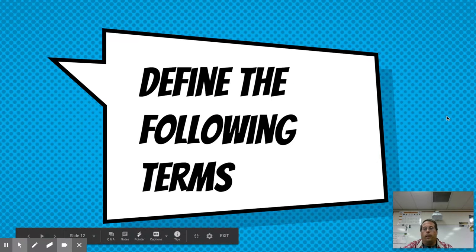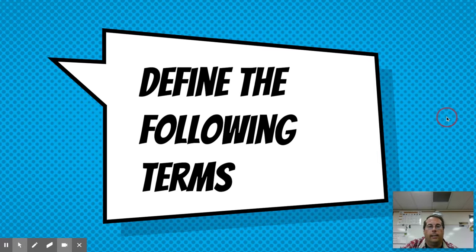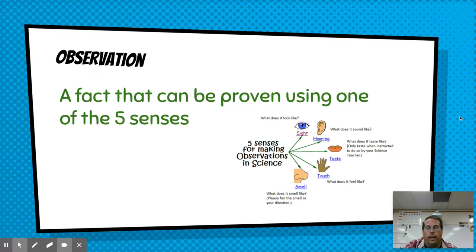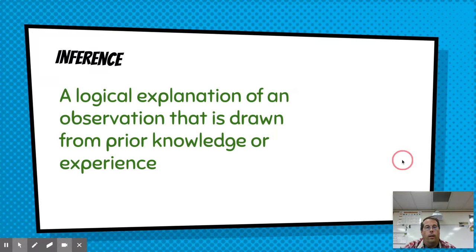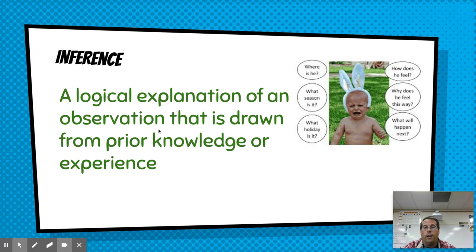Okay, some vocabulary that might be showing up on the test. Remember, an observation is a fact that I can prove using my five senses. I'm wearing a red plaid shirt today. Observation, you can prove. Okay? You can see it, you can prove it. An inference is a logical explanation or conclusion that's drawn from prior knowledge or experience.